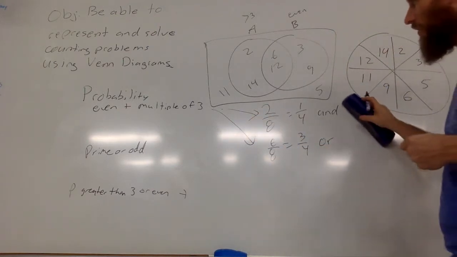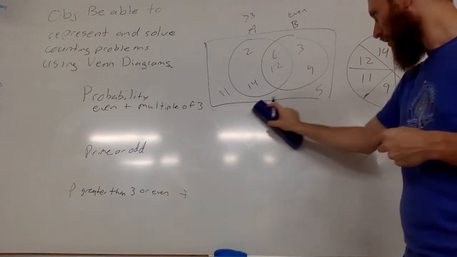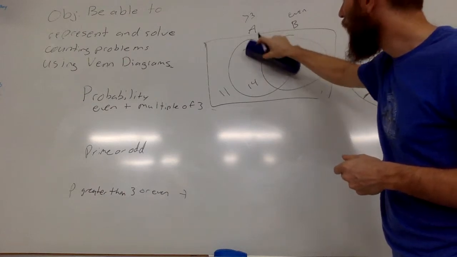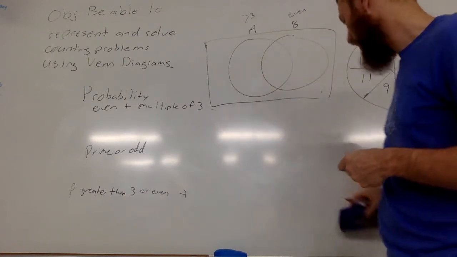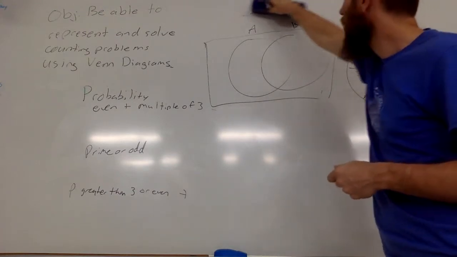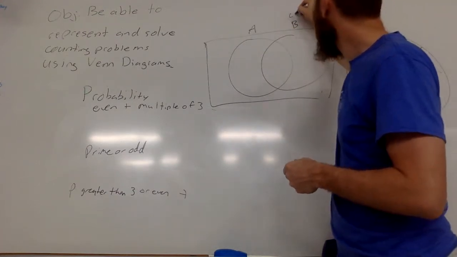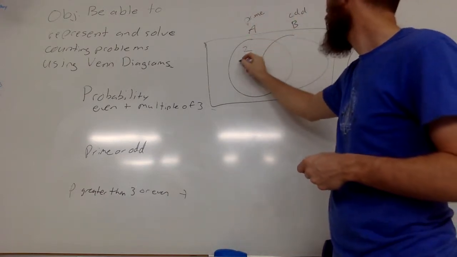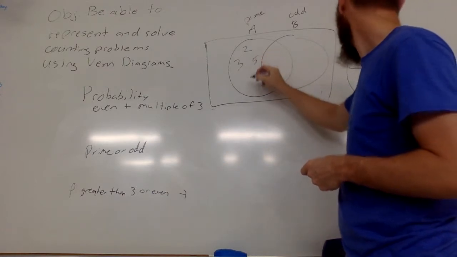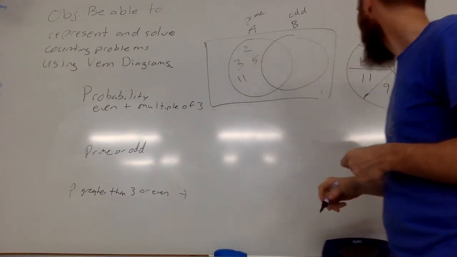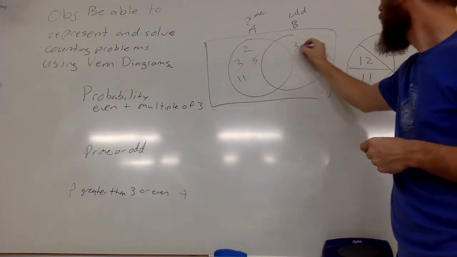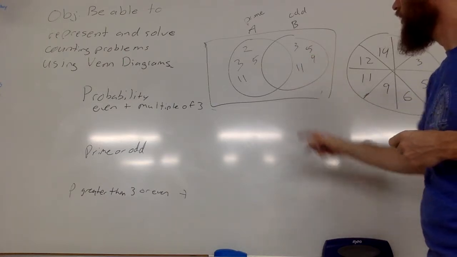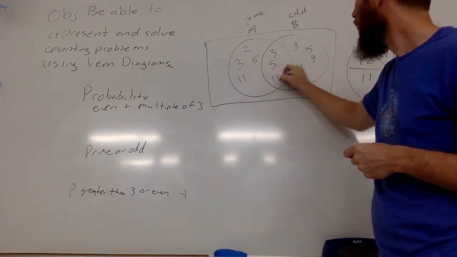And let's do one more. Let's do what's the probability that it's prime or odd? We'll do prime or odd. So A will be the prime numbers, B will be the odd numbers. Well, the prime numbers in here are 2, 3, 5, 11. The odd numbers are 3, 5, 9, and 11. So we have a 3 and a 5 and an 11 in the middle.